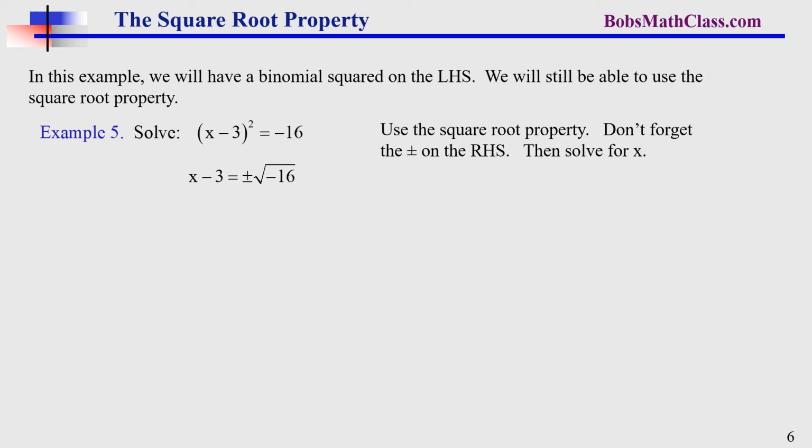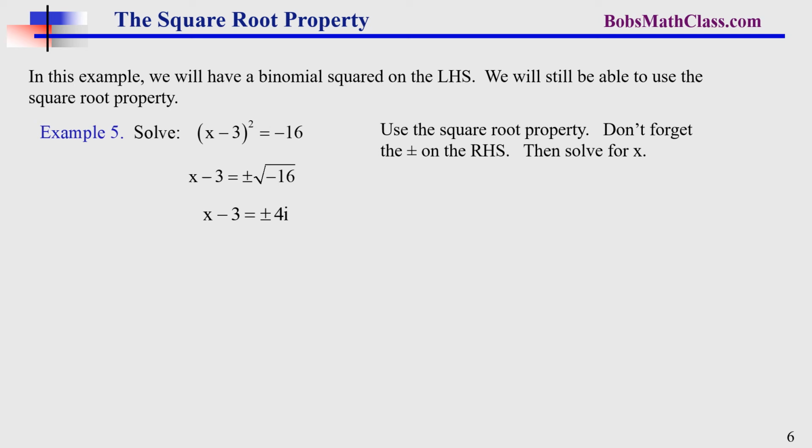Okay, now square root of negative 16. Let's see, the square root of 16 is 4. And then we have to take an i out to get the negative out of the radical. So it's i times 4, which is 4i. So x minus 3 equals plus and minus 4i.